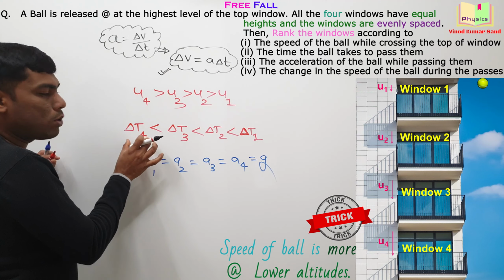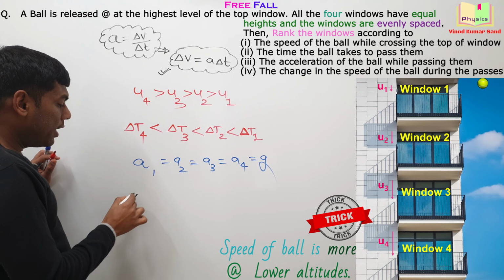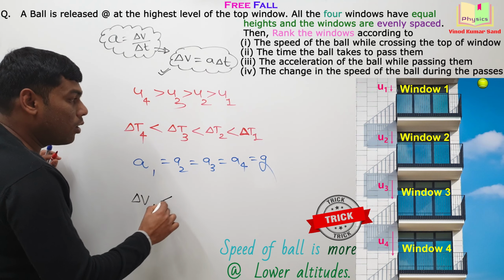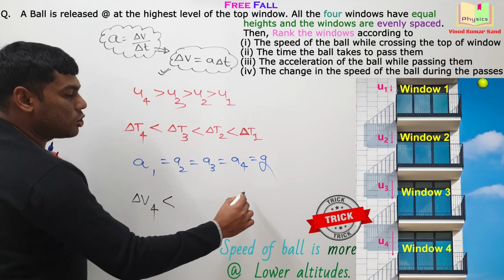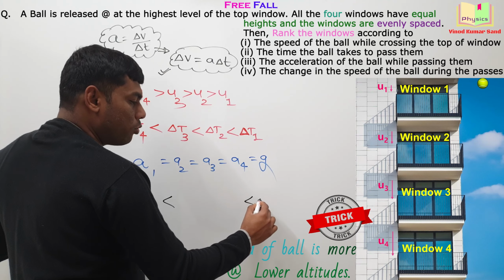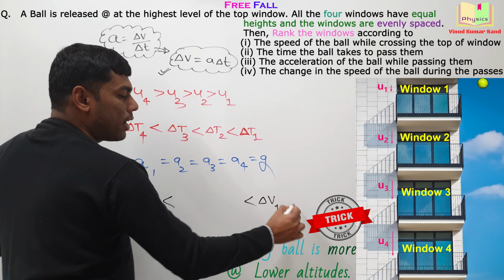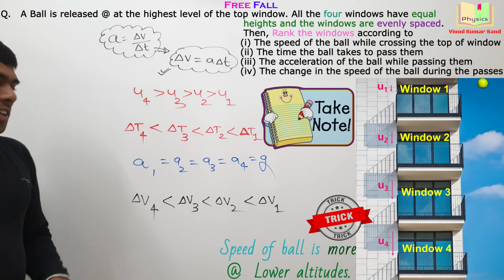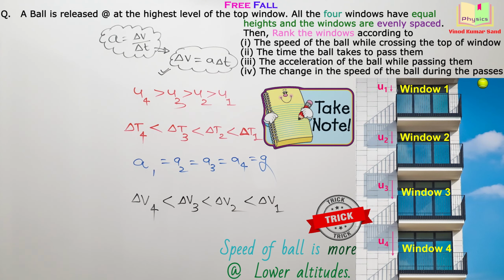Delta t is lowest for the fourth window. It means the change in the speed for the fourth window will be lowest and the change in the speed for the first window will be highest. I hope you understand that order. Okay, you note it down.